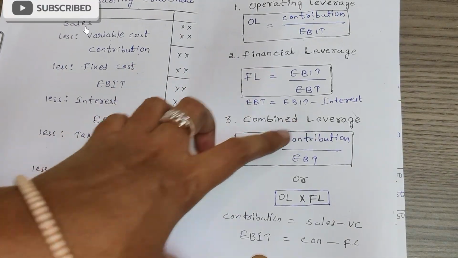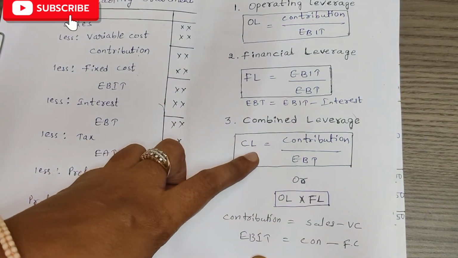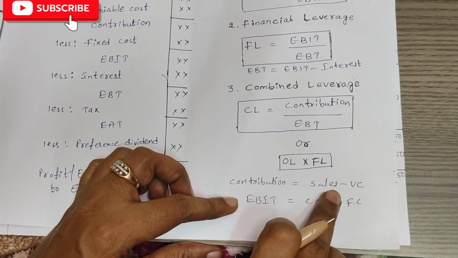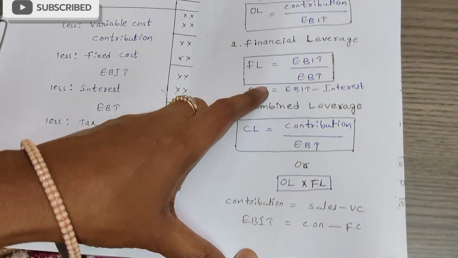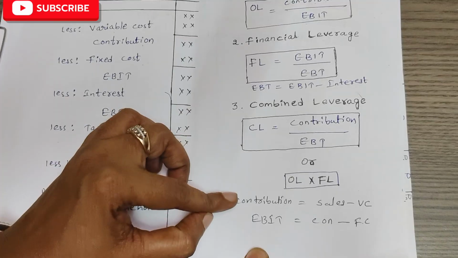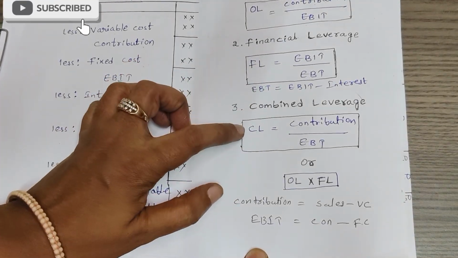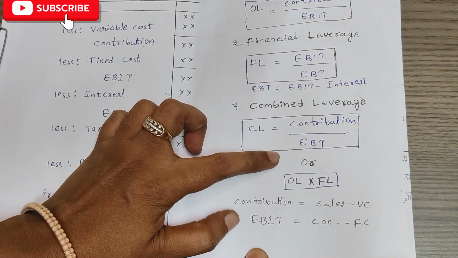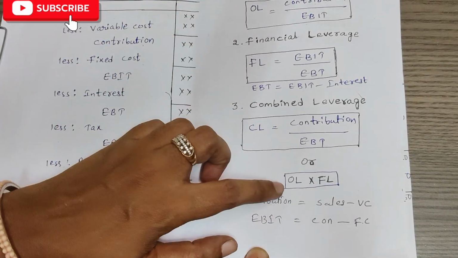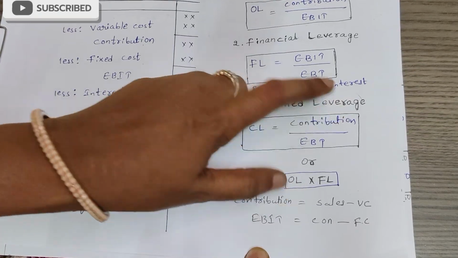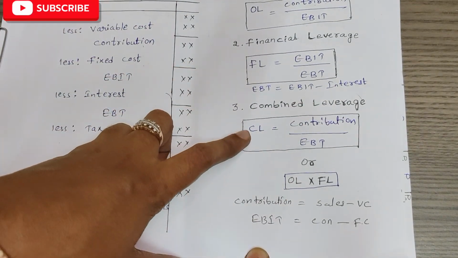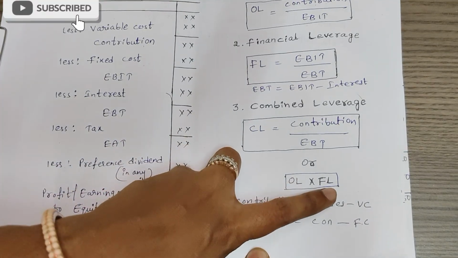Next, combined leverage, the third leverage. Combined leverage is equal to contribution divided by EBT. We already know contribution is sales minus variable cost, and EBT is EBIT minus interest. If you apply contribution and EBT, you will get combined leverage. Or else you can use the first answer and second answer and just multiply both. Operating leverage into financial leverage gives combined leverage. See here, OL into FL.